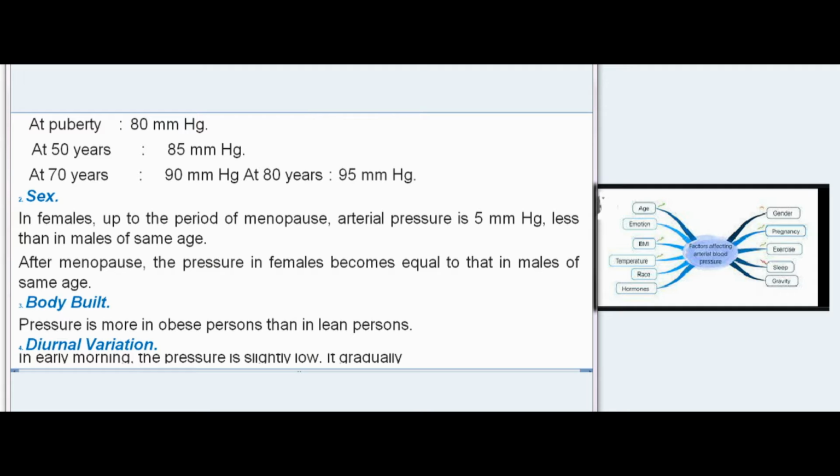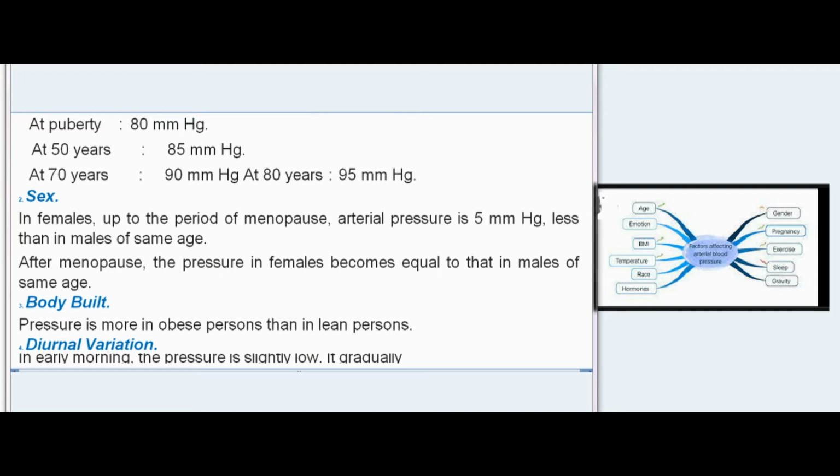Sex. In females, up to the period of menopause, arterial pressure is 5 mm Hg less than in males of the same age. After menopause, the pressure in females becomes equal to that in males of the same age. Body build. Pressure is more in obese persons than in lean persons. Diurnal variation. In early morning, the pressure is slightly low.